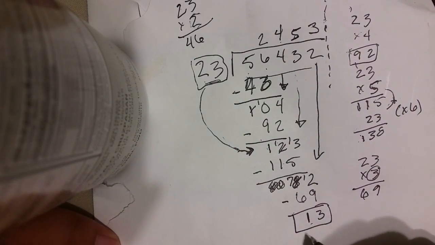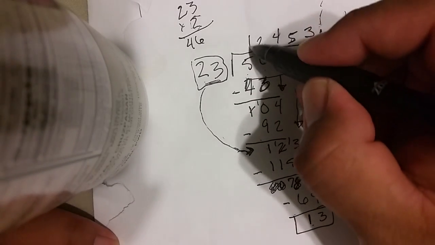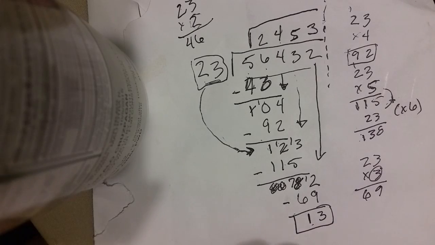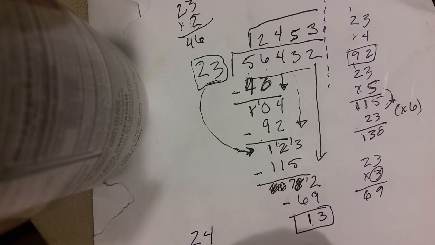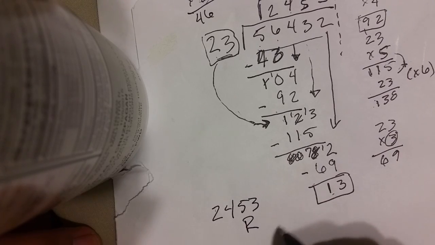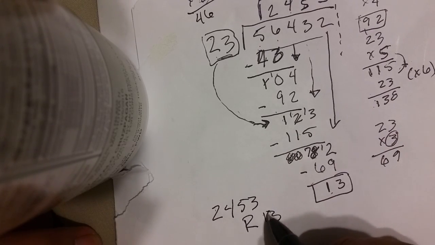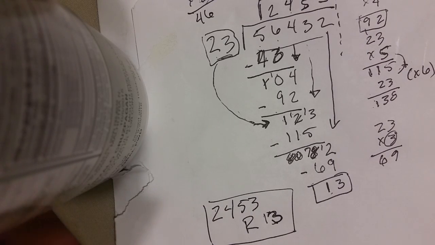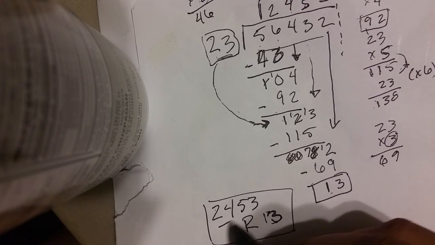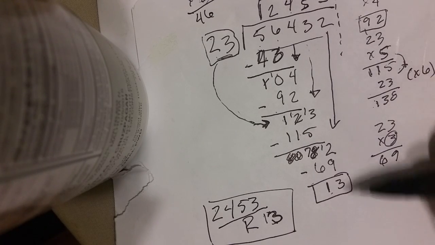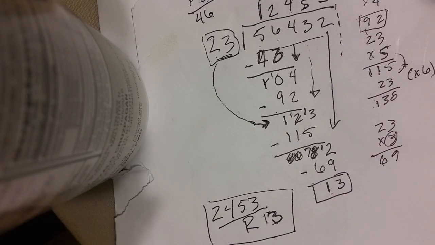I have remainder 13. Okay, so my answer is 2453, remainder 13. Okay, so this is my answer that they're looking for. Like I said, if they wanted decimal points, then you would keep adding zeros at that point and try to see what else you could get.